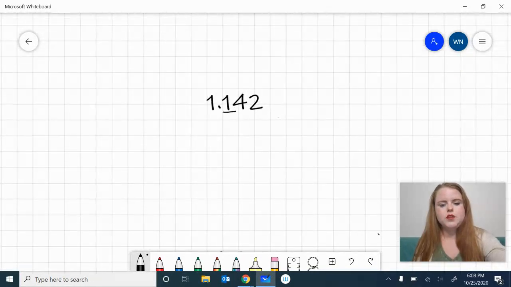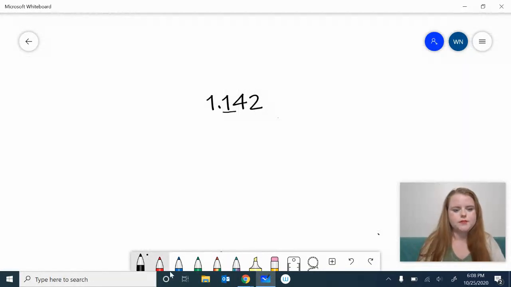I think we've got a couple more like this before we're going to move on to a different way to do it. 1 and 142 thousandths. The 1 is underlined. Draw an arrow over the 4. 4 or less, let it rest. We're going to let it rest. So rewrite it. 1 and 1 tenth. Remember, nothing comes after the number that is underlined.